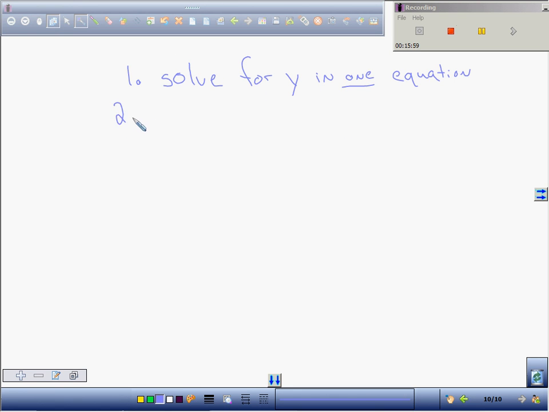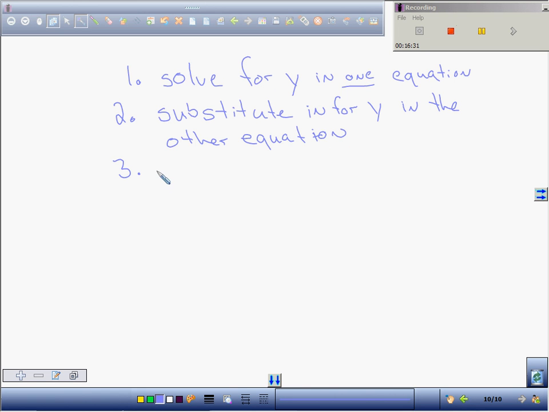Step 2, you want to substitute in for y in the other equation. This could be for x too. Yeah, or x in the other equation. Very good. Thank you. Step 3, distribute if necessary.